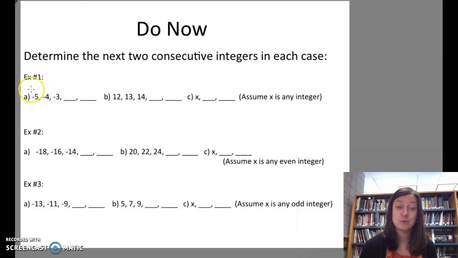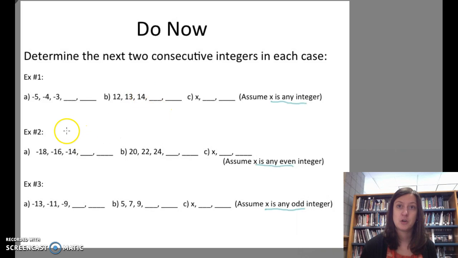Okay, so for your do now, I want you to pause the video and fill in these puzzles. This one says assume x is any integer, assume x is any even integer, and I don't know if you can read this, but it says assume x is any odd integer. So basically what you're doing is finding a pattern and figuring out what's happening each and every time.